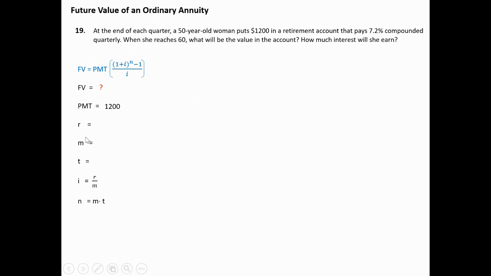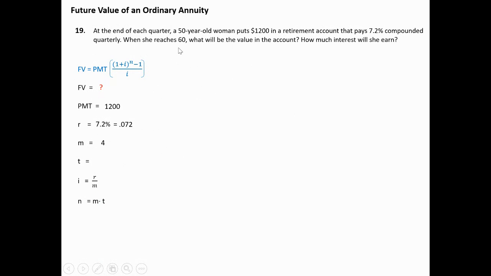$1,200, 4 times a year. The R will be 7.2%, 0.072. Here it says at the end of each quarter, right? Quarter means 4. So it's compounded quarterly, which verifies it. So M is equal to 4.